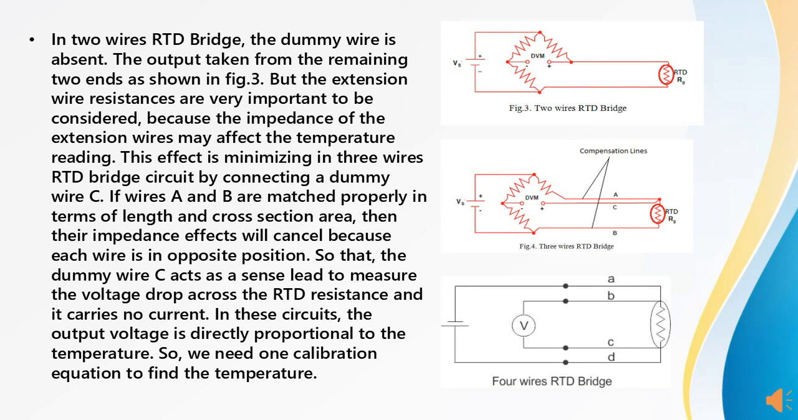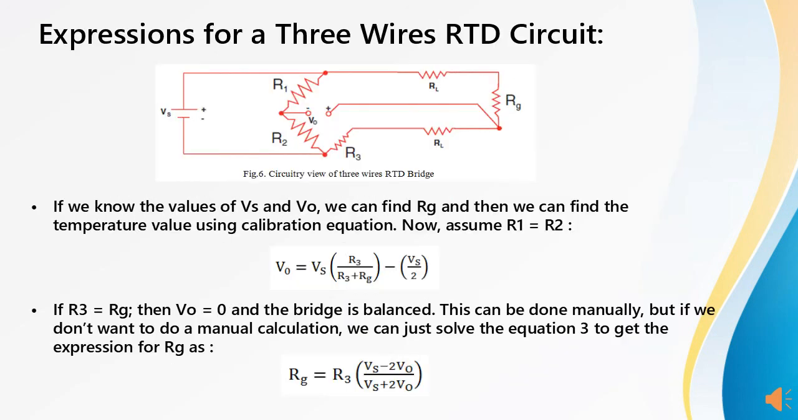If wires A and B are matched properly in terms of length and cross-sectional area, then their impedance effects will cancel, because each wire is in the opposite position, so the dummy wire C acts as a sense lead to measure the voltage drop across the RTD resistance, and it carries no current. In these circuits, the output voltage is directly proportional to the temperature, so we need one calibration equation to find the temperature. Expressions for a 3-wire RTD circuit: if we know the values of Vs and V0, we can find Rg and then we can find the temperature value using the calibration equation. Now assuming R1 is equal to R2, we get the following equation.